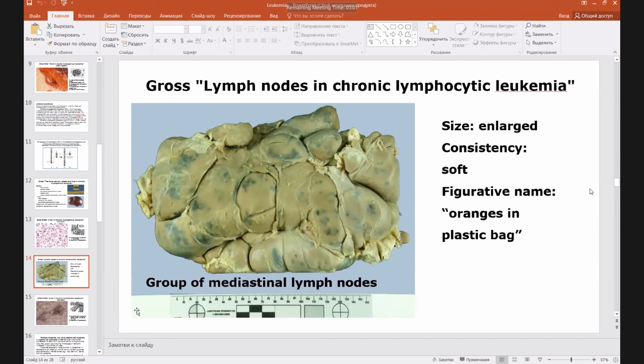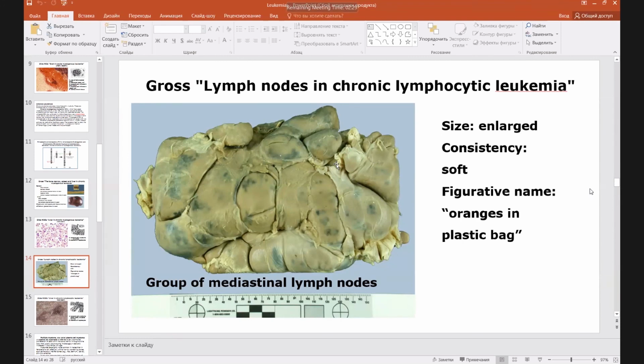They're also enlarged. And on this photo, you can see the group of mediastinal lymph nodes. They're significantly enlarged, round to oval, and grossly, on palpation, this conglomerate of lymph nodes resembles oranges in a plastic bag. It's the figurative name of these lymph nodes. So, description: the size of the lymph nodes is enlarged. If you want, you can add a form.